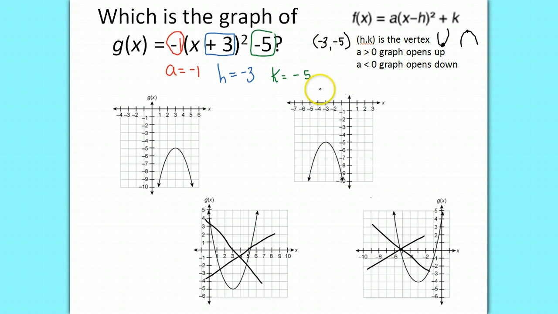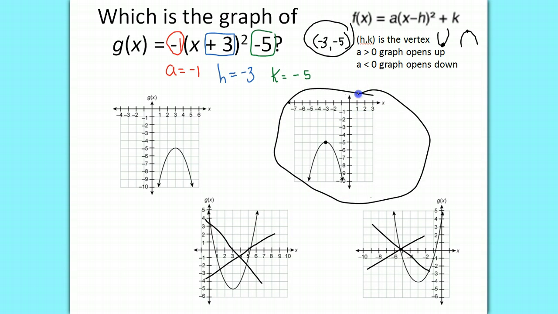If we look at this graph right there, you see this point for the vertex, and so this has to be the graph of the function that is listed right here.